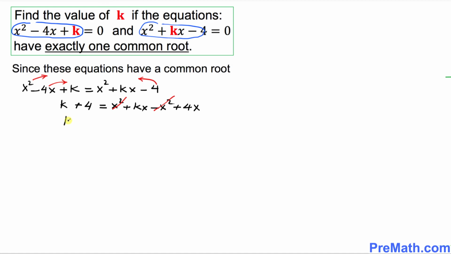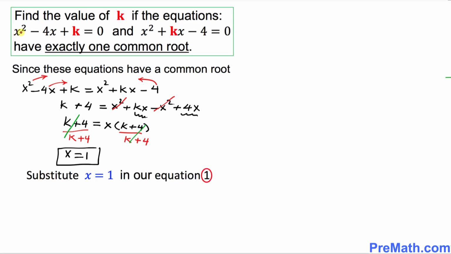Now in our next step, we can see that this negative x square and positive x square cancel out, so we simply have k plus 4 on the left hand side equals, over here I can simply factor x out. If I factor x out, I get k plus 4, and now I can divide both sides by k plus 4 to isolate x. So this is gone, this is gone, so we get x equals 1.